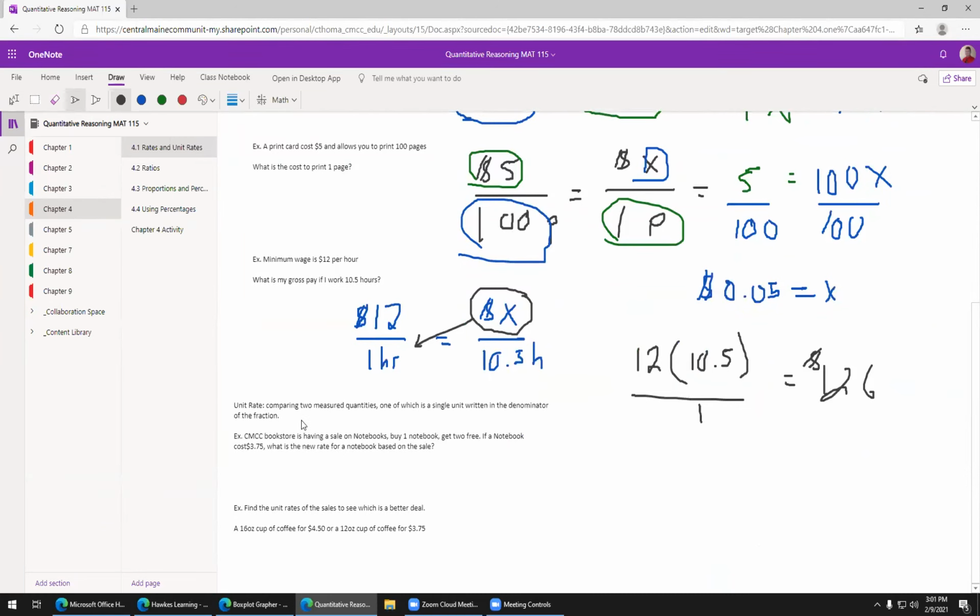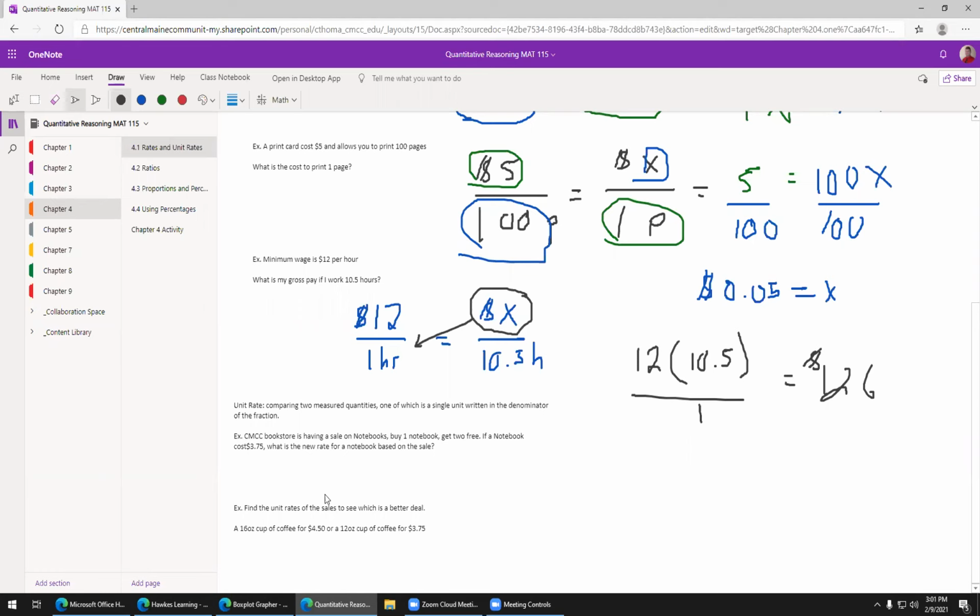All right, unit rate. All a unit rate means is I want to get a denominator of 1, right? And the reason is I'm trying to get to that old saying, I want to compare apples to apples. So by having a denominator of 1, I can compare these two things. So say the CMCC bookstore is having a sale on notebooks. You buy one notebook, you get 2 free, right? So if a notebook costs you $3.75, what is the new rate for the notebook that is on sale, right?